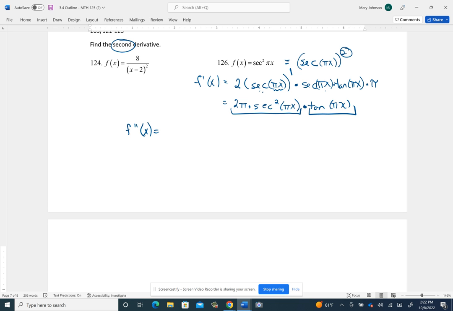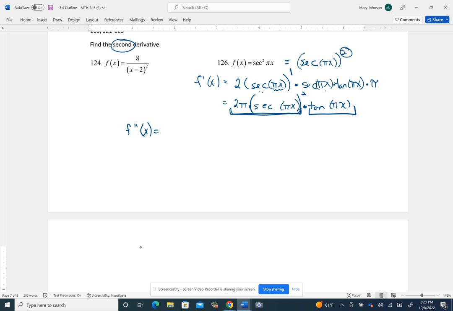Okay. So let's get ready for the second derivative. I'm going to do the derivative of this first function. So it would be 2 pi. Ooh, it's worse than you think. I'm going to write that squared. Make sure you see it as secant pi x squared.